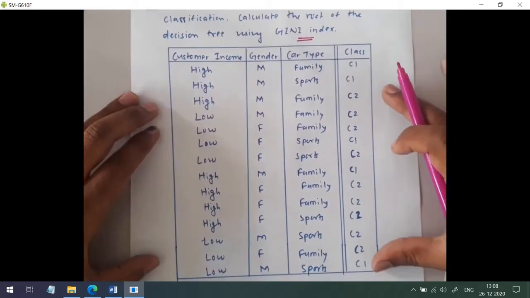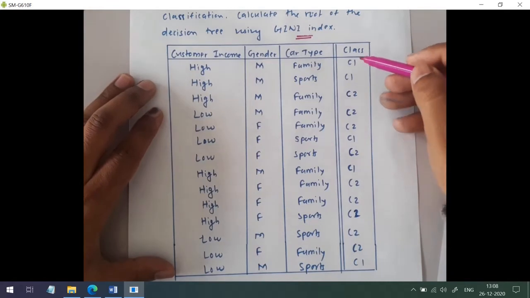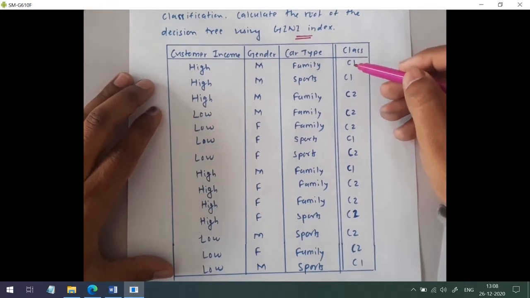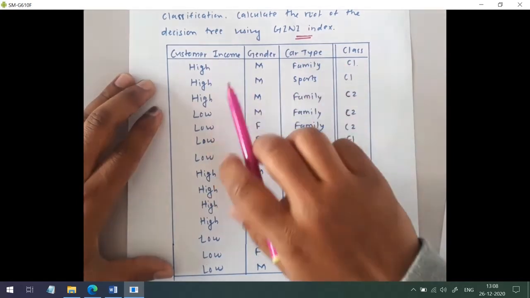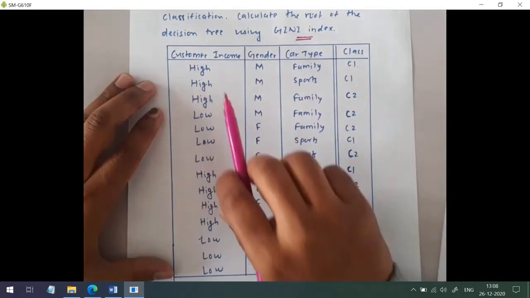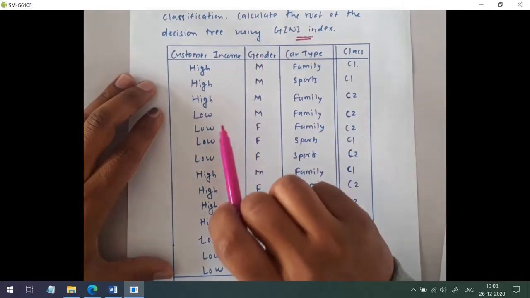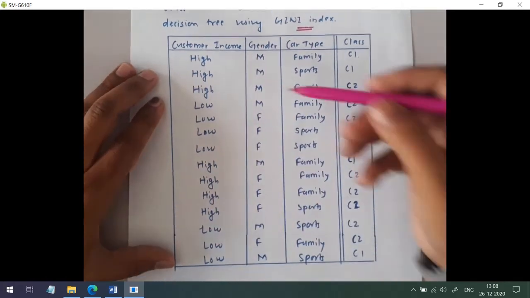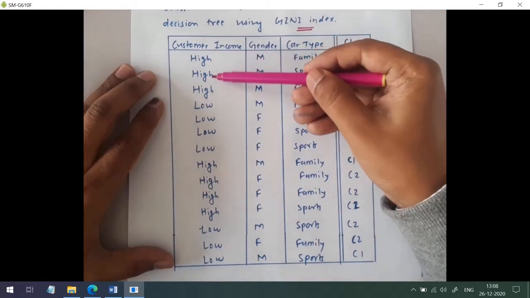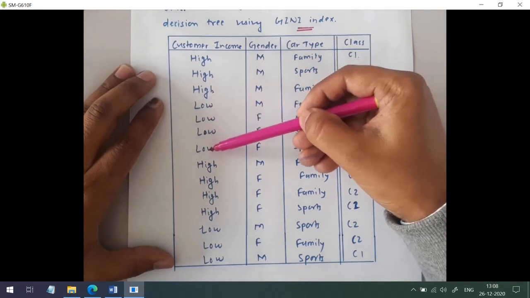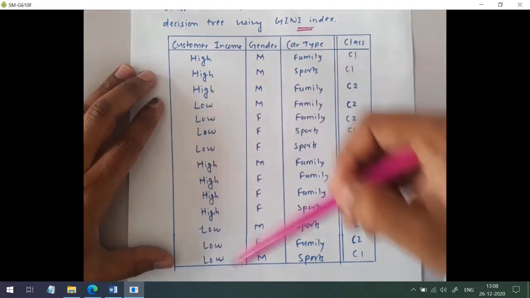Now these instances are given. As you can see, this is our target. We have a total of two classes, C1 and C2, and these are the attributes. We have to decide which attribute is to be placed at the root level of the decision tree. How many instances are given? Let us calculate that: 1, 2, 3, 4, 5, 6, 7, 8, 9, 10, 11, 12, 13, 14. So 14 instances are given.